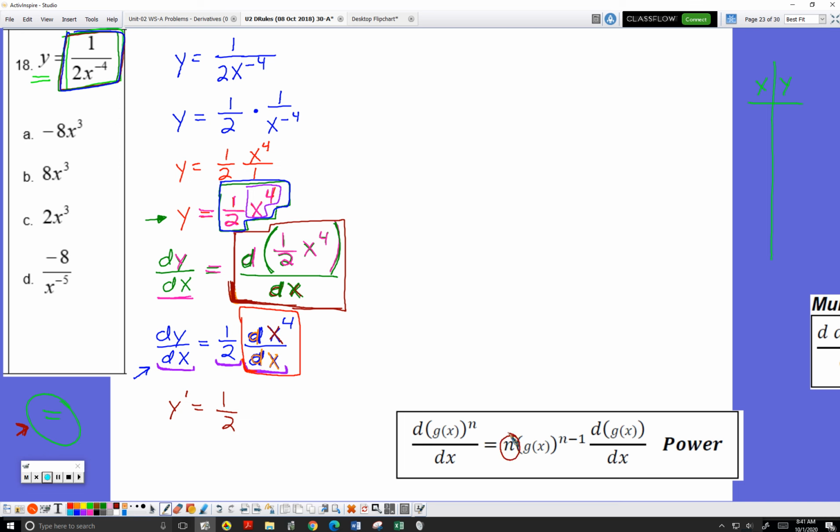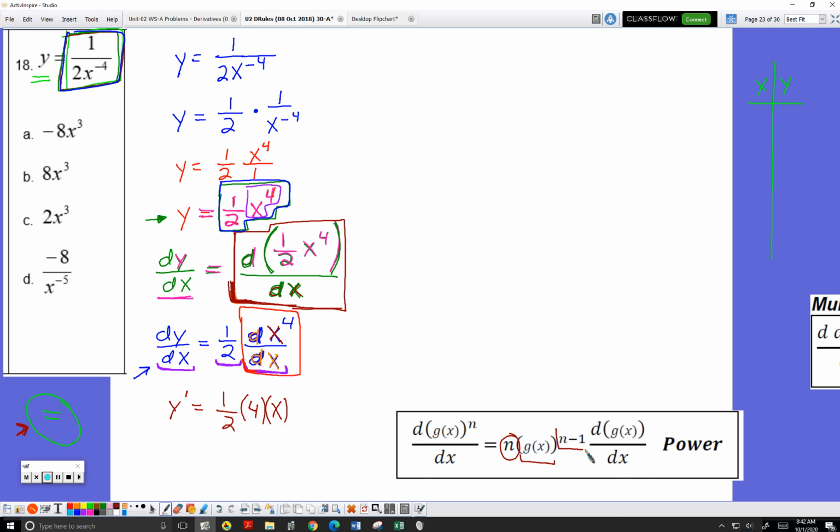N in our example is 4. I've got to make sure these show multiplication. If you get used to using more parentheses than you ever used before, I promise you will do much better on the test. It just saves you from mistakenly thinking you're adding or subtracting and reminds you that you're multiplying. So I have 4. Now I need g of x. G of x in this case is just x. So another set of parentheses there.